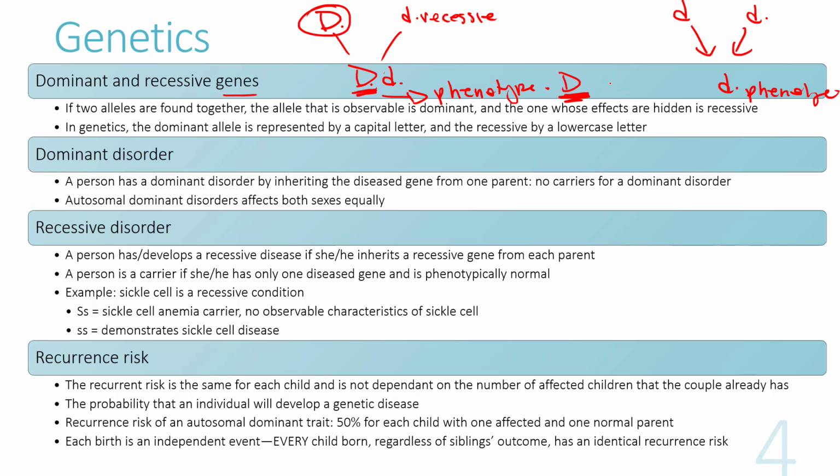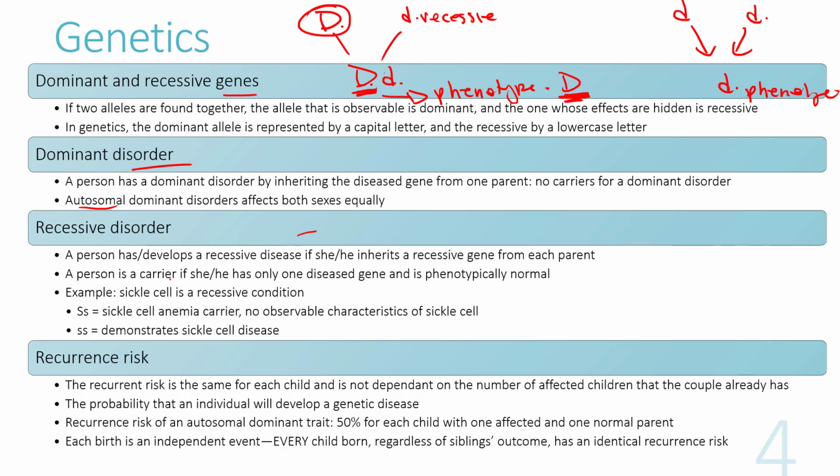And again, we're going to go through it as we continue on in the lecture. So someone with a dominant disorder only has to inherit it from one parent, right? And so an autosomal dominant disorder would be non-sex based, and so would affect both sexes equally. And we're going to talk about X-linked dominant disorders later on in this lecture.